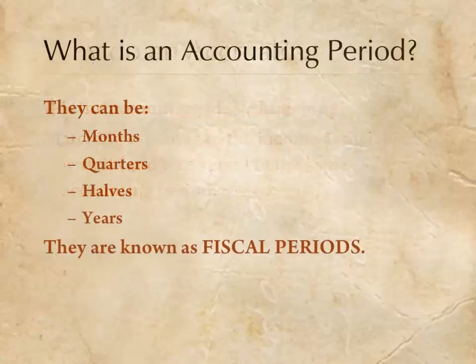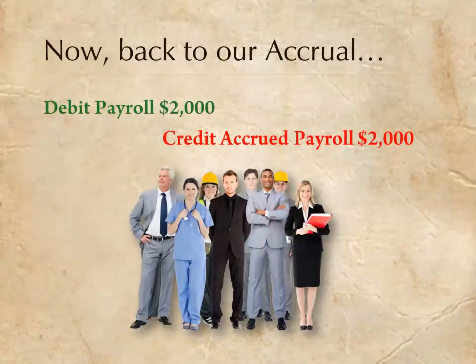What is an accounting period? Well, usually it's a month. It can be a quarter or a half a year. Of course, it could even be a year. Because months are natural cycles, however, they usually make the best fiscal periods. Now, back to our $2,000 payroll accrual. First, we debited payroll expense for $2,000, and then we credited accrued payroll for $2,000.